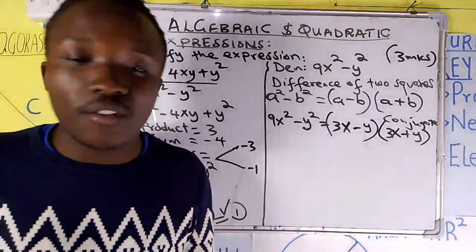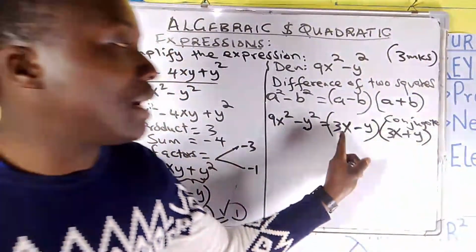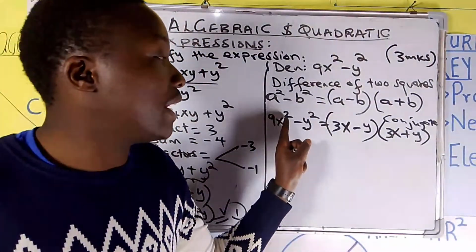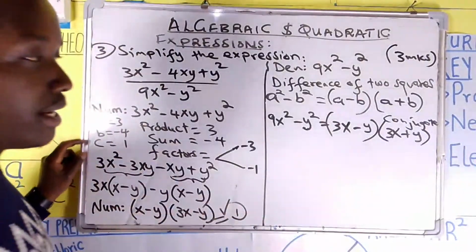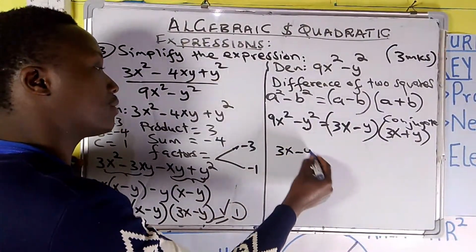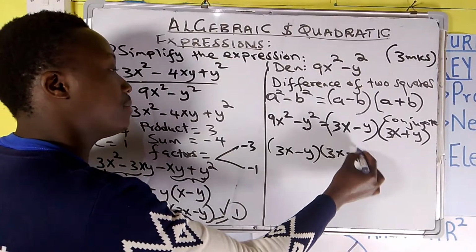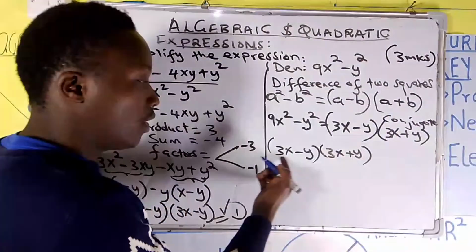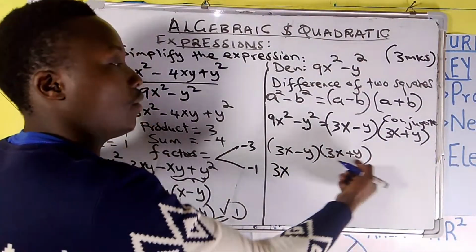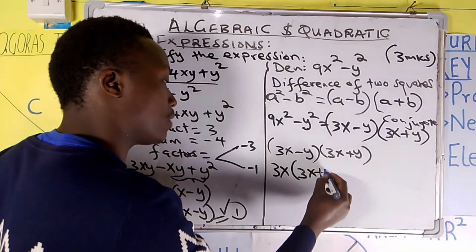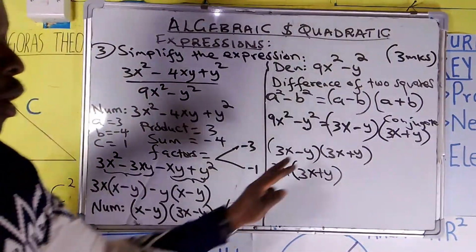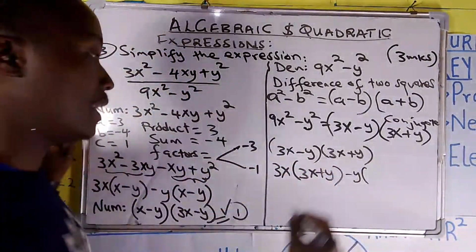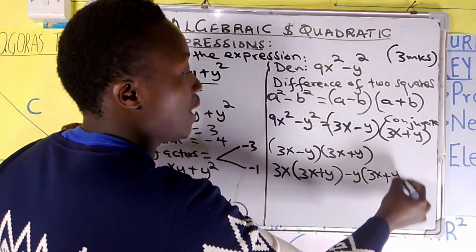And if we want to confirm whether it's true, we can try to expand 3x minus y, 3x plus y, to see whether it is going to give us 9x squared minus y squared. So let us try to expand it. We have 3x minus y and 3x plus y. So how do we go about expanding? We hold the first variable, 3x. We open the second bracket, 3x plus y. Then we hold the second variable, which is minus y. Then we open the second bracket still, which is 3x plus y.